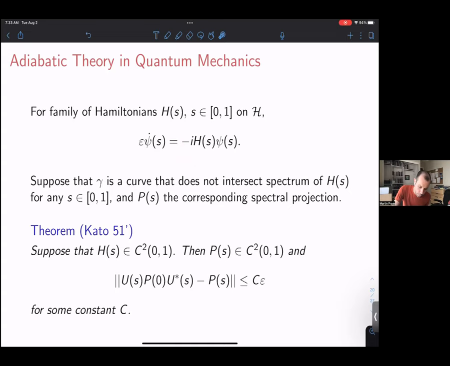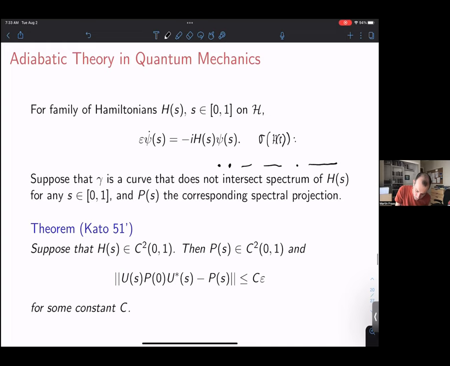And now, if I look at the spectrum of this Hamiltonian, the first setting for adiabatic theory is the setting where the spectrum of the Hamiltonian looks like this. I have some pieces of spectrum. Maybe there is something discrete. Maybe there is another piece of spectrum. And now I have a curve gamma that I can put all in a gap. So it's this gapped case. And I look at the projection. Corresponding to this curve gamma, there is a projection on this part of the spectrum.